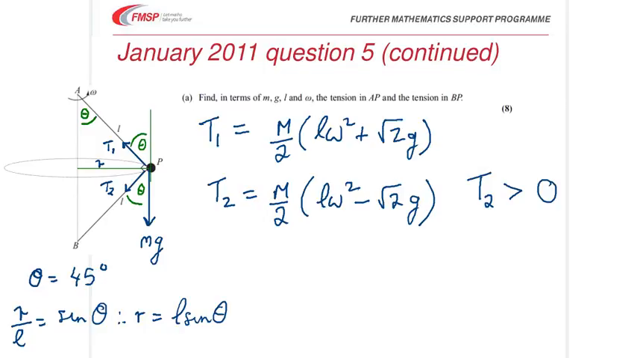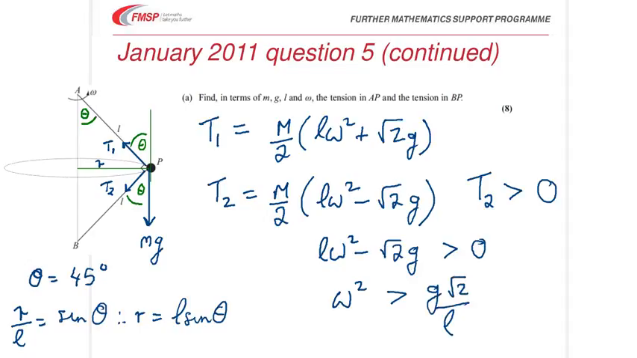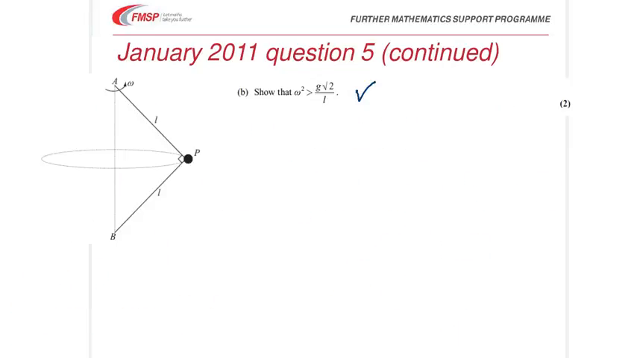And I can finish that off on this page, I think. I don't need any more room. If T2 is greater than 0, L omega squared minus root 2 g is greater than 0, which gives us omega squared is greater than g root 2 over L, which is what the question asked for. So that answers the last part of the question.